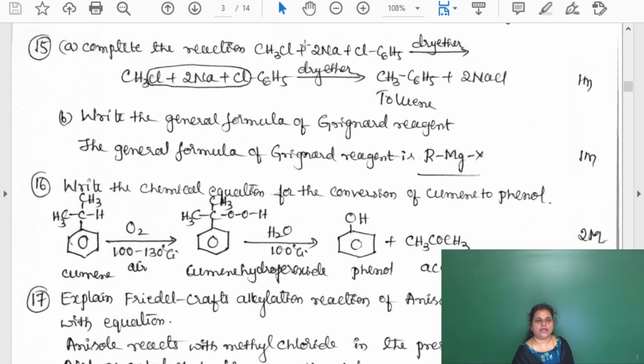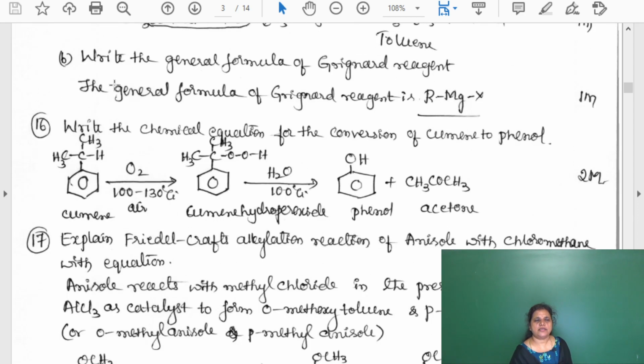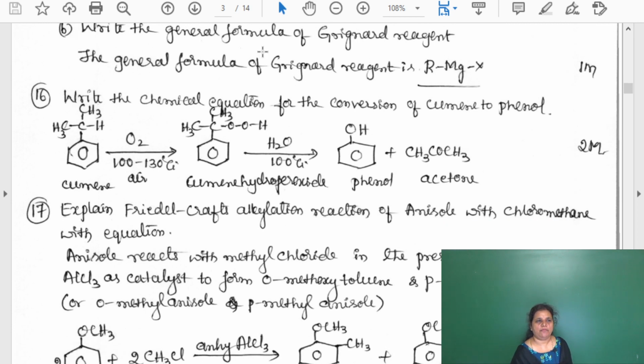Now, question number 15. Complete the reaction: methyl chloride reacts with sodium metal in presence of chlorobenzene in dry ether. You know the reaction. This is the Wurtz-Fittig reaction. The reaction takes place with the elimination of sodium chloride, and you get toluene or methyl benzene. So you have to write toluene and sodium chloride as the two products. The reaction is the Wurtz-Fittig reaction. Question number 15b: write the general formula of Grignard reagent. You know the general formula of Grignard reagent. It is RMgX, and that carries 1 mark.